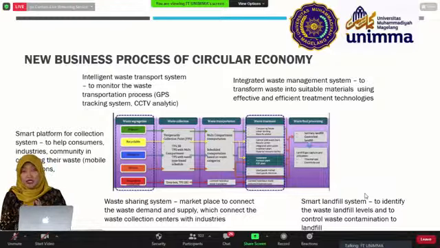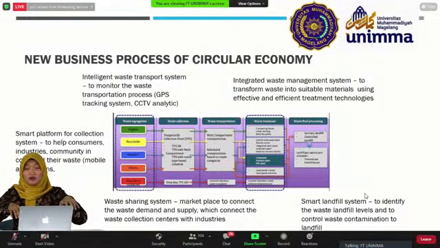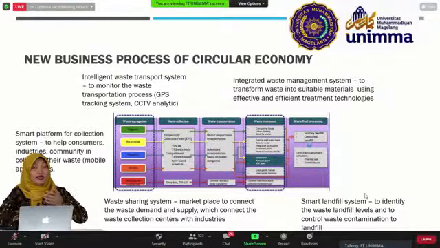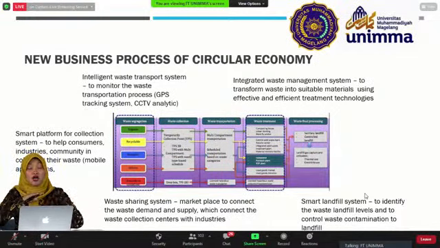And then the other innovation is the waste sharing system. In this waste sharing system, there is a marketplace to connect the waste demand and supply, which connects the waste collection system, the collection center, with the industry. Nowadays there are a lot of waste banks. As I told you, 800 waste banks, and they work differently. They work by themselves, so this is not good for their economic performance. Why? Because they can only collect a minimum amount of waste.